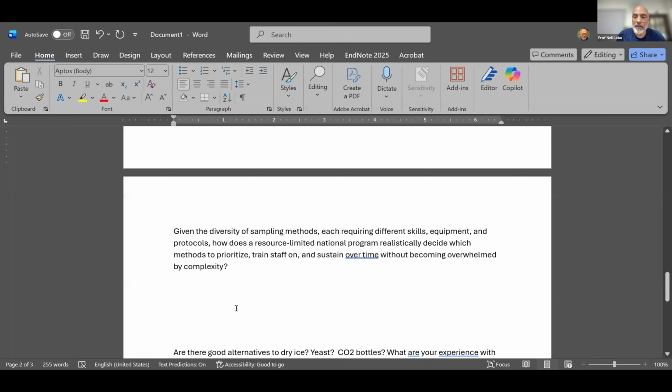Correct. Given the diversity of sampling methods, each requiring different skills, equipment, and protocols, how does a resource-limited national program realistically decide which methods to prioritize, train staff on, and sustain over time without becoming overwhelmed by complexity? Yeah, that's a great question. So the first point I would say is that an entomologist being part of your staff would make things considerably easier, because that entomologist should be trained and know all these and should be able to use his knowledge and experience to train people.